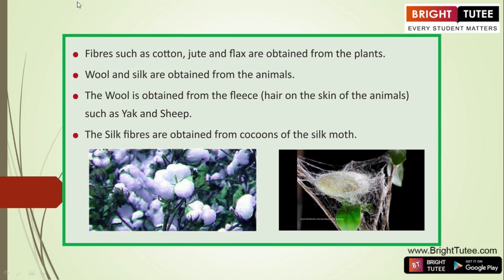Fibers such as cotton, jute and flax are obtained from the plants. We all must have seen cotton plants somewhere or the other, right? Wool and silk are obtained from the animals. We all know this thing. The wool is obtained from the fleece. What is fleece? It is the hair on the skin of animals such as yak and sheep. The silk fibers are obtained from cocoons of the silk moth.